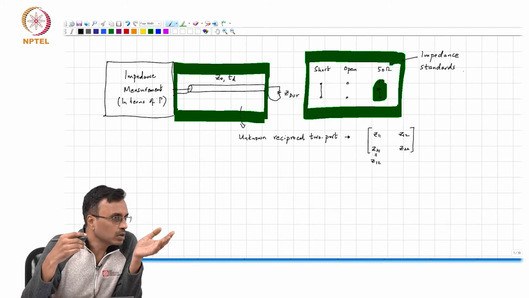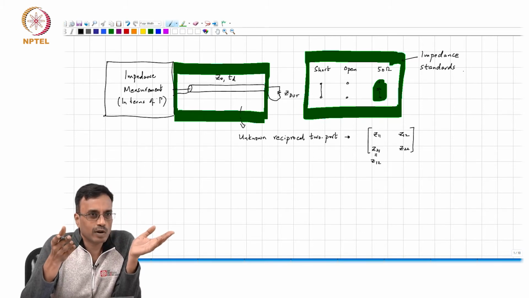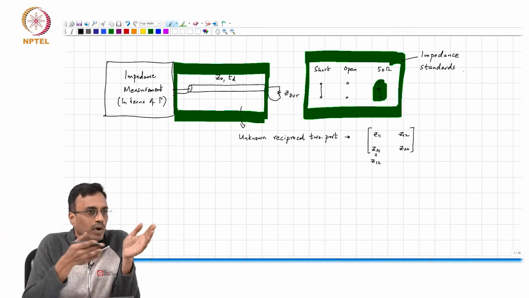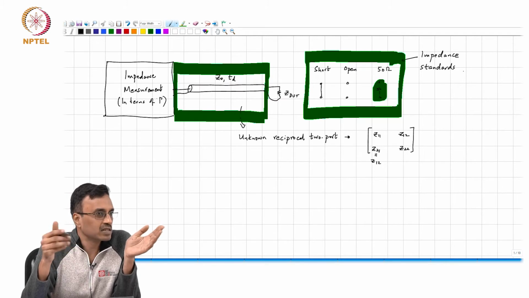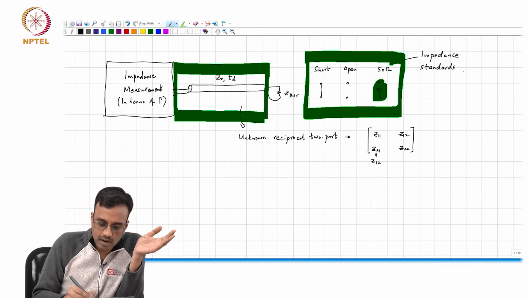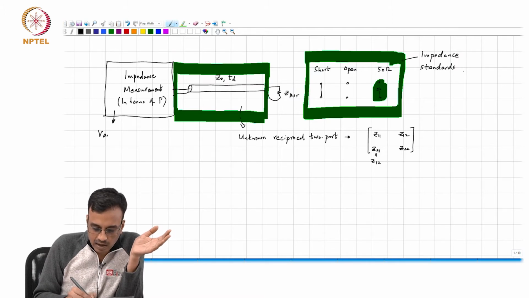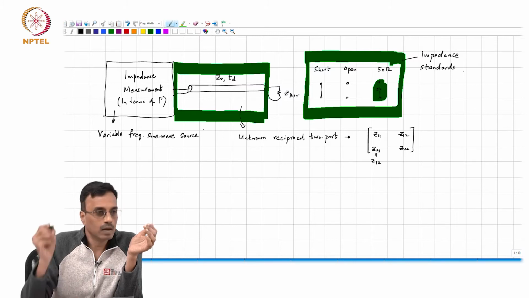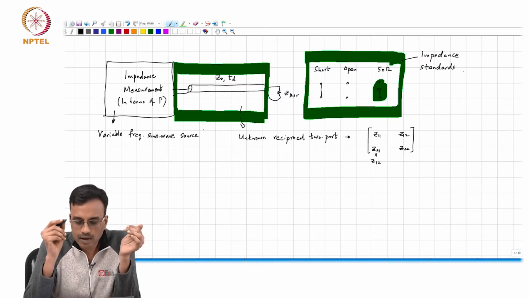What is the frequency tuner? You basically need a sinusoidal signal source, whose frequency can be varied over the range in which you are interested in making the measurement, right? And so you have inside a variable frequency sine wave source, right?